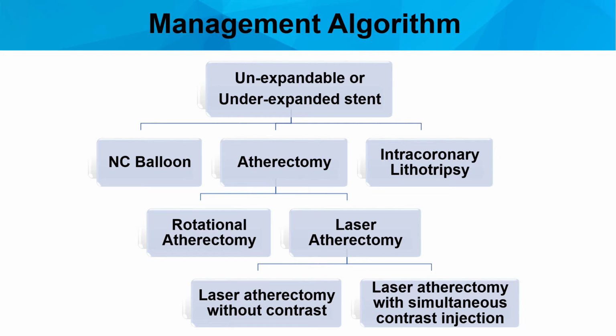Now, the other management strategy is atherectomy. And there are two ways of doing this for the unexpandable or underexpanded stent. The first is rotational atherectomy. The second is laser atherectomy. For rotational atherectomy, this uses a diamond-tipped burr, which comes in different diameter sizes, and under high-speed rotation debulks that calcified lesion, fracturing the plaque calcium.